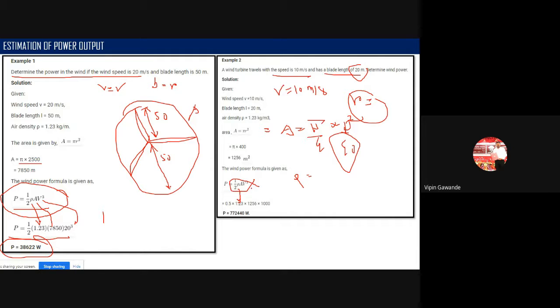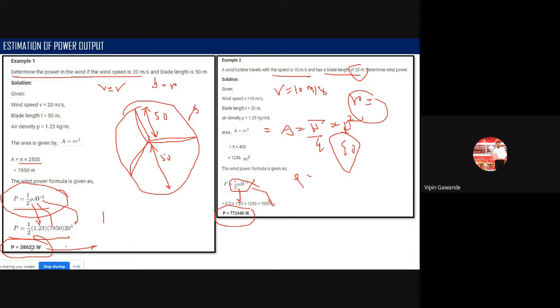And the velocity. Okay, so that velocity we have to put here. So here it is V cube, so 10 raised to power 3. So that comes out to be 772,440, okay, so this comes out in watt. So sometimes they will give the answer in kilowatt also.